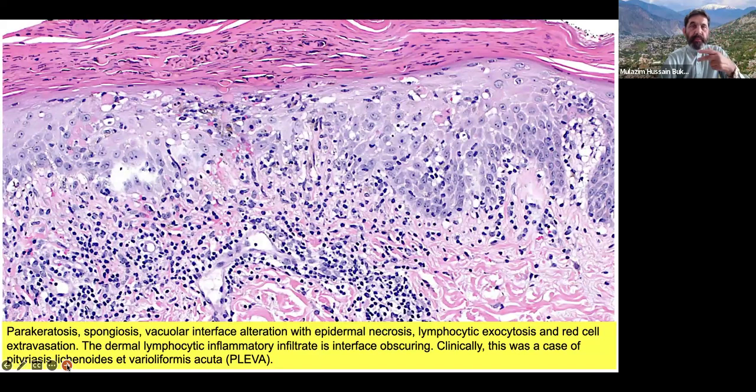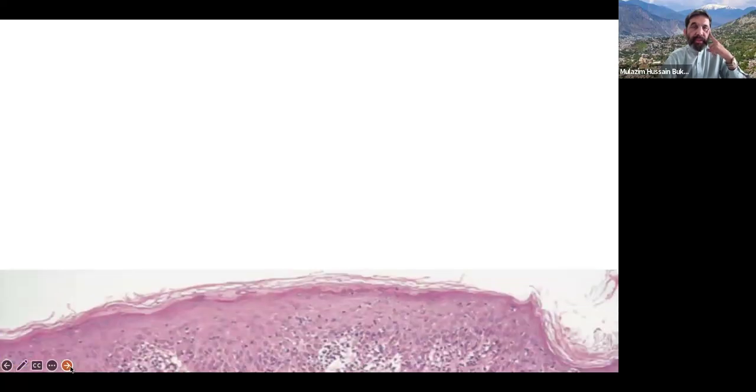Starting from the stratum corneum, come down. These are the RBCs present, excess RBCs, and these are the lymphocytes. You note these lymphocytes are present with a halo around them. So this is the picture of exocytosis.